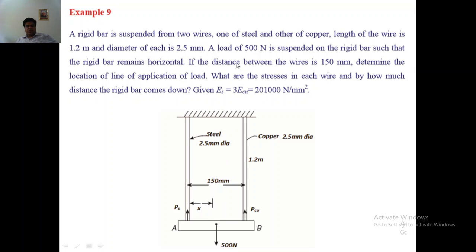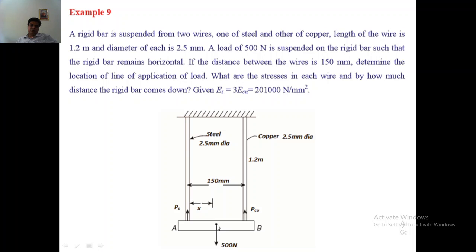It is given that the distance between the wires is 150 mm, and it is telling us to determine, and this is important, the location of the line of application of the load. As I told you, this load will not be in the center. So the line of application of the load will be at some distance x from A. We'll assume that it is at some distance x from A. So this load is not applied at the center here.